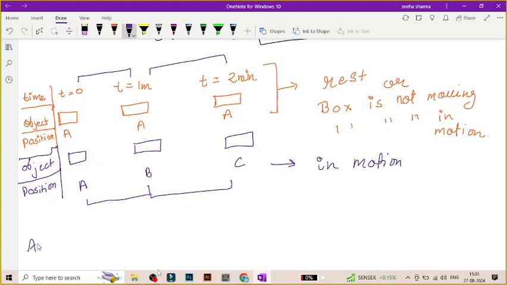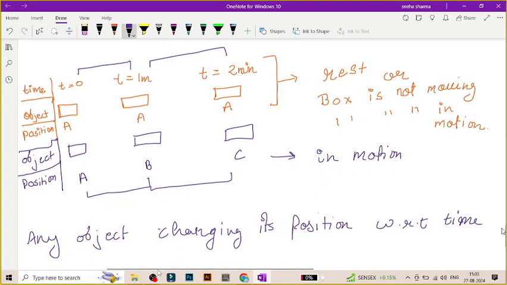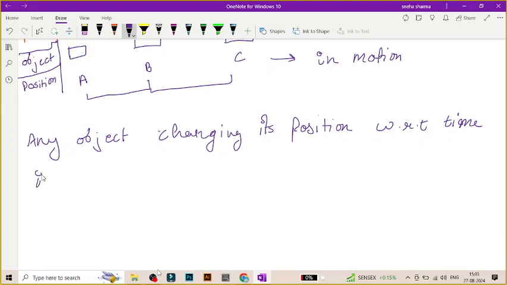So any object changing its position with respect to time is in motion. So this is motion, when any object changes its position with respect to time.